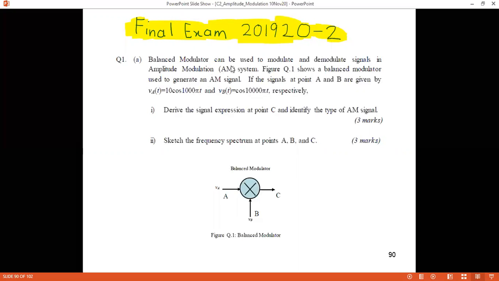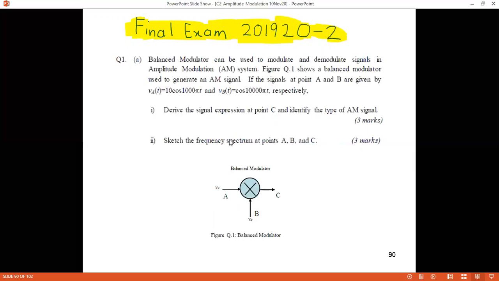Okay, here also, this is last semester where we had this online session. 2019-20 semester 2. So again, it's balance modulator. This time, you're given what VA and VB are. Okay. So you need to derive the expression at point C. So to derive, you have to multiply VA and VB. And then identify the type of modulated AM at C. And then you need to sketch the spectrums at points A, B, and C.